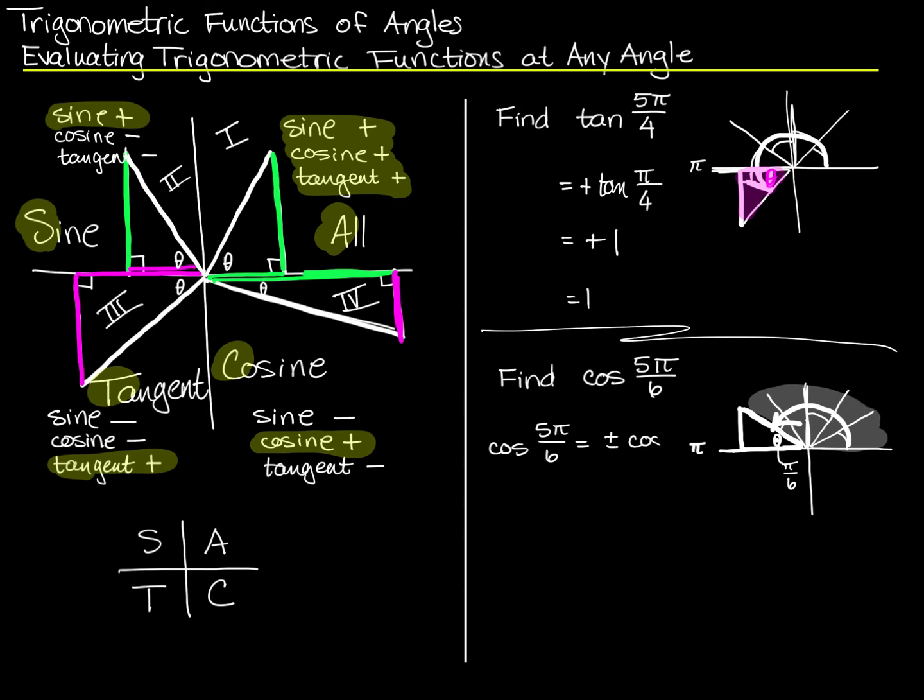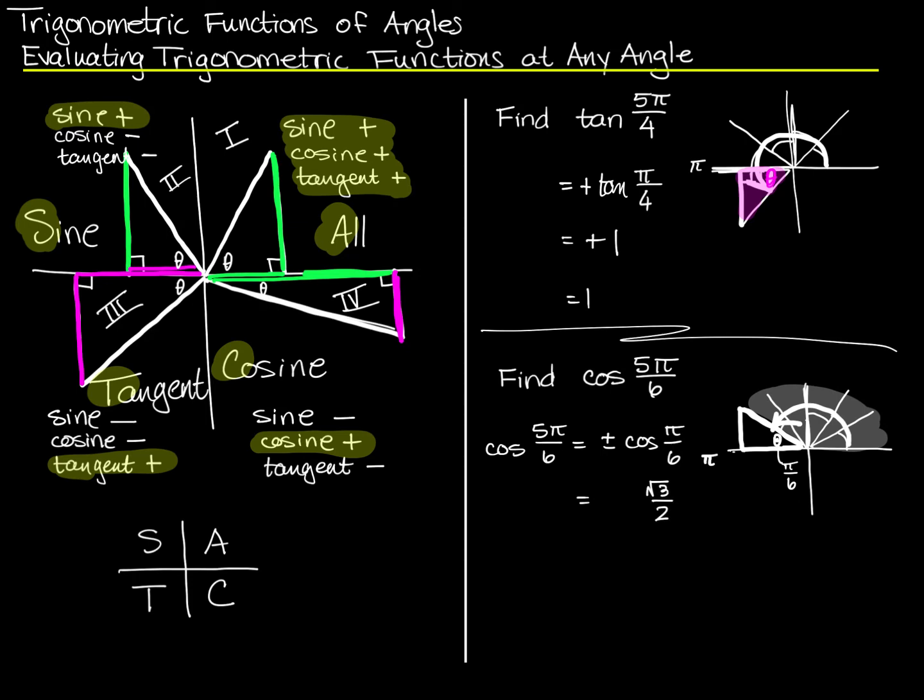So I'm going to find the cosine of 5 pi over 6 by finding the cosine of pi over 6. My pi is kind of in the way, so let me move that. That's my reference angle for 5 pi over 6, and then I'll go back and figure out what the sign is. Well, I know that the cosine of pi over 6 is the same as the cosine of 30 degrees, and that's the square root of 3 over 2.